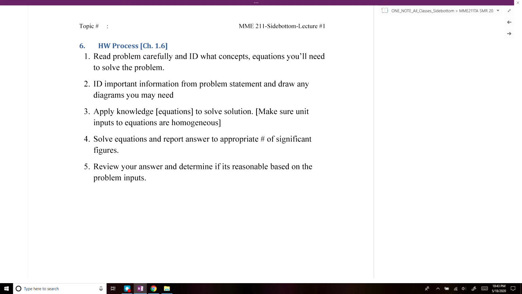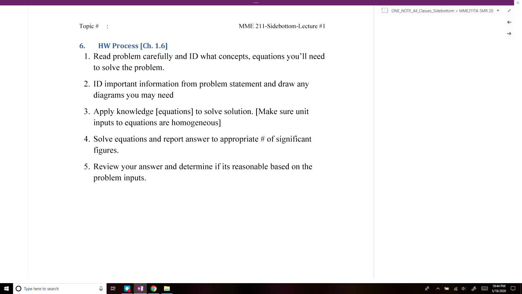Okay, once you have those equations, you'll solve the equations and arrive at an appropriate number of significant figures. And then the very key thing is that you should try to review your answer and determine if it's reasonable based off of the problem inputs. This process is a good way for you to understand if you're getting the concepts that are taught in the lectures and you're mastering the ability to solve these problems.